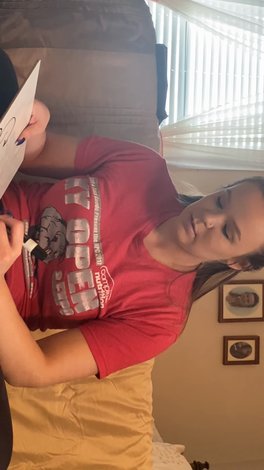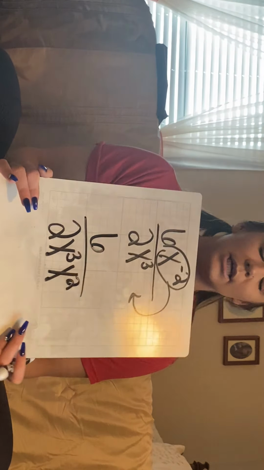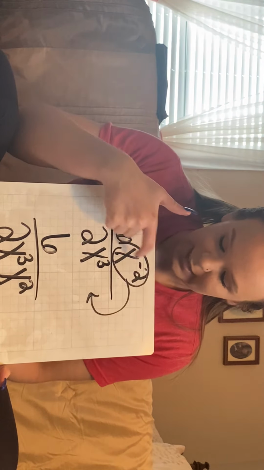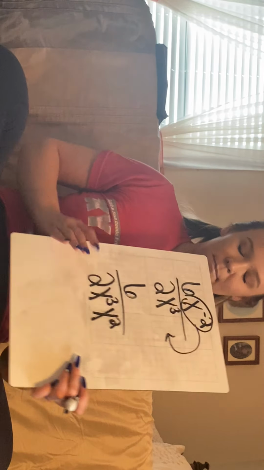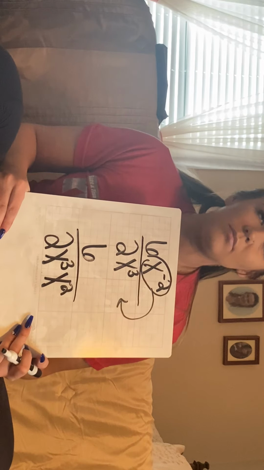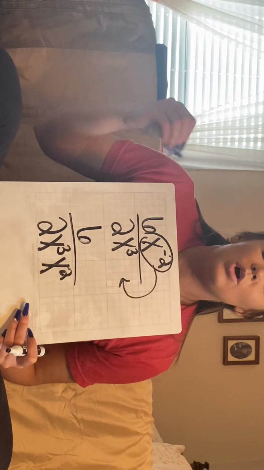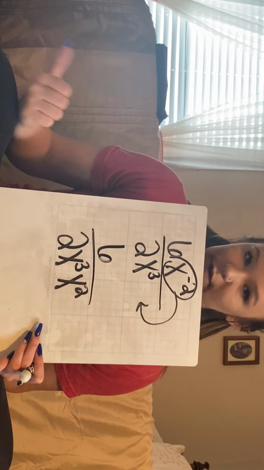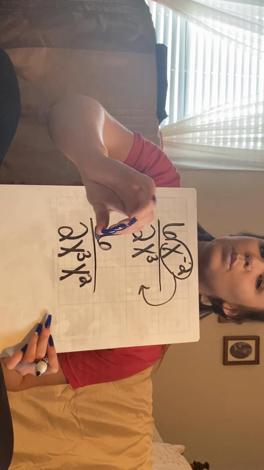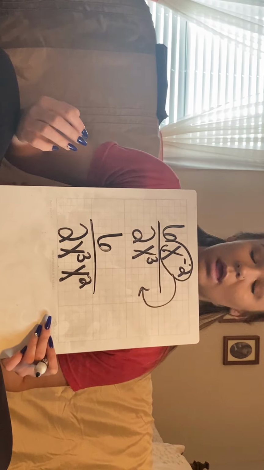So what I mean by that is it's going to be 6 over 2 x to the third x squared, just like this. So all I did was move x to the negative 2 to the bottom to make it positive. That's all I did. Now, we've done the negative rule. Now we would move on to the division rule. So this is why I wanted to bring this to your attention.